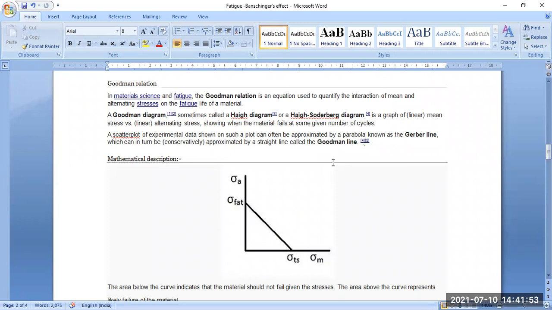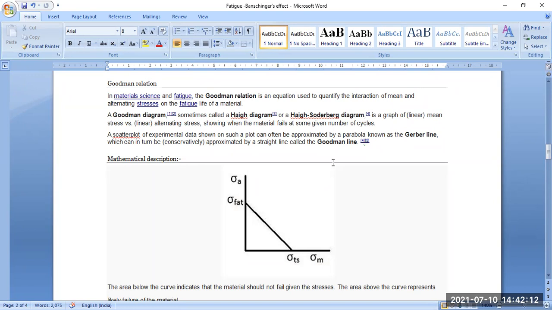can be represented by a parabola known as the Weber line, which can in turn be conservatively approximated by a straight line called the Goodman line itself.